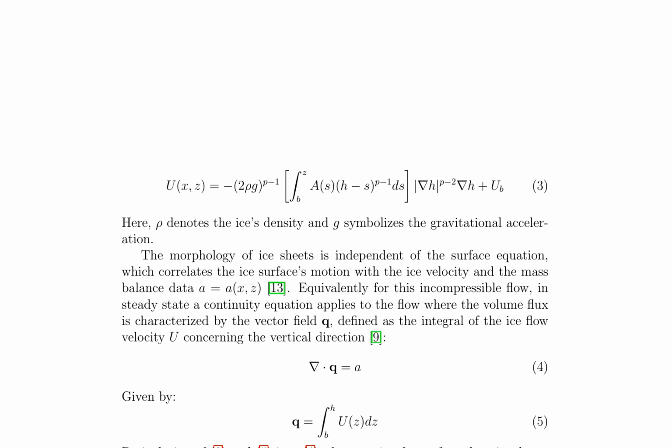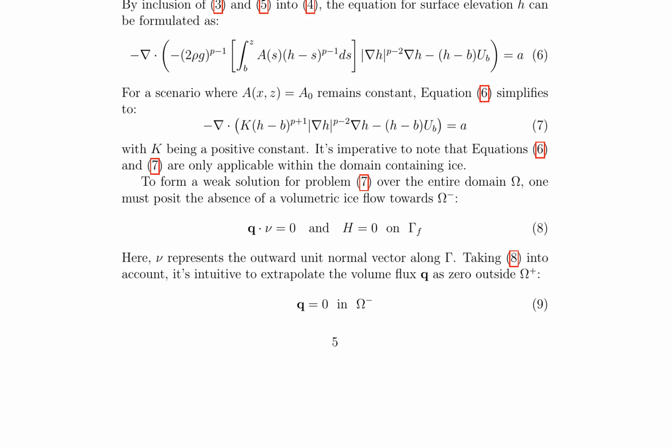The paper formulates a mathematical model for the morphology of ice sheets, incorporating the impact of gravity and ice flow velocity. The surface elevation h is governed by equation 6, which is derived from the continuity equation for incompressible flow and the correlation between the ice surface motion and the mass balance data. This equation is simplified to equation 7 when the coefficient A(x, z) is assumed to be constant.